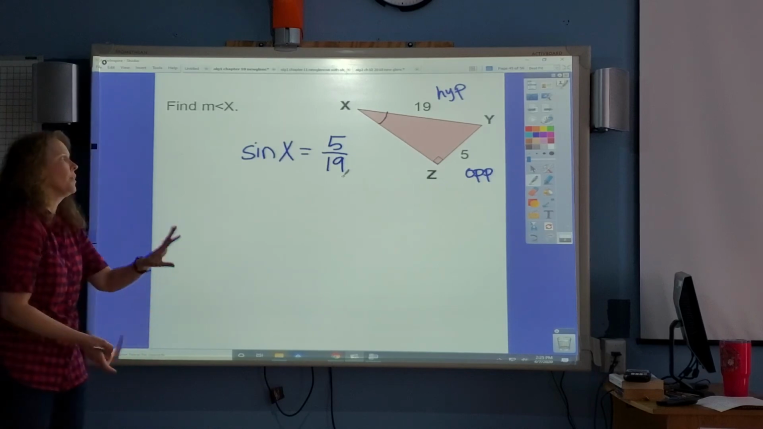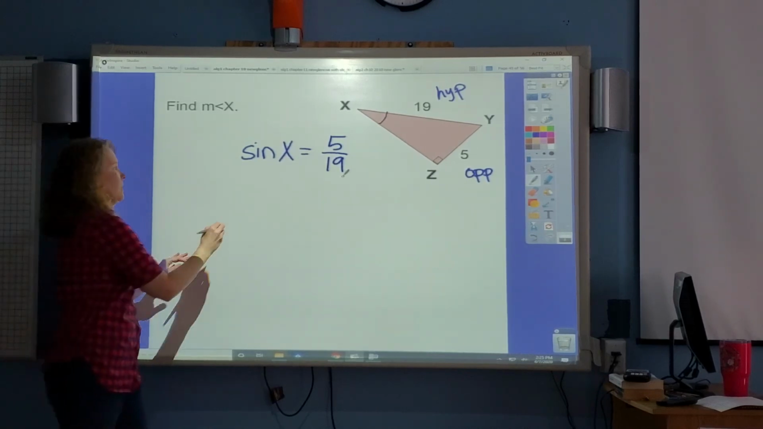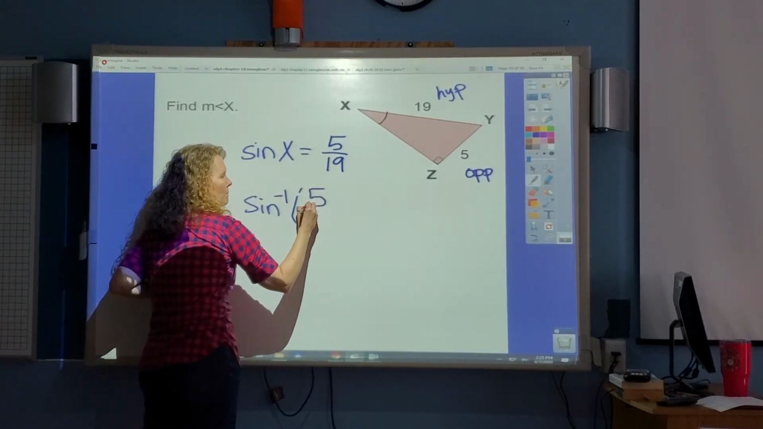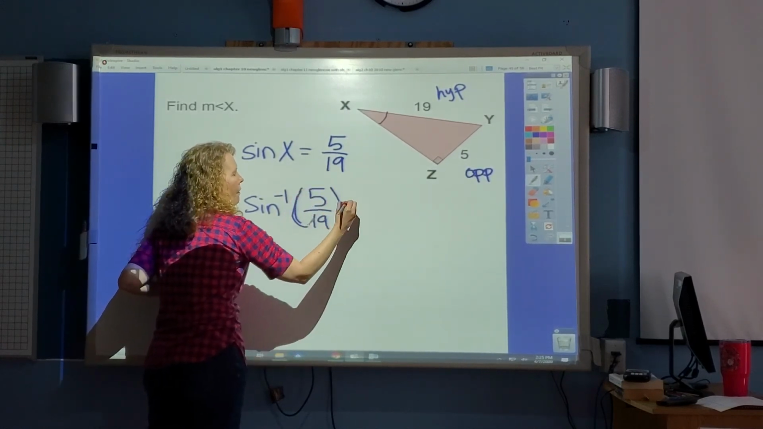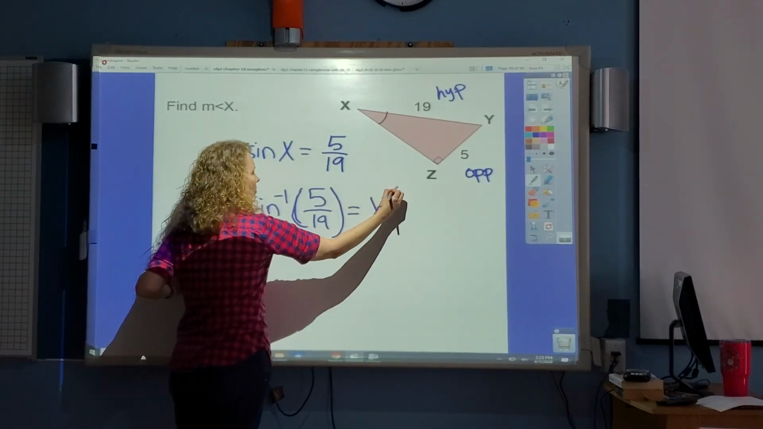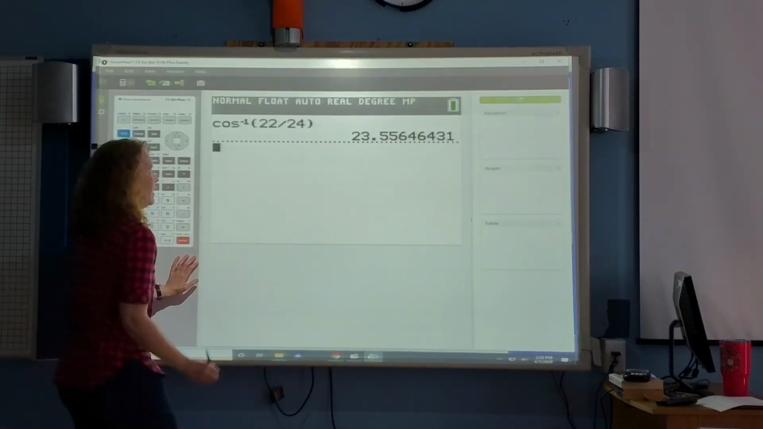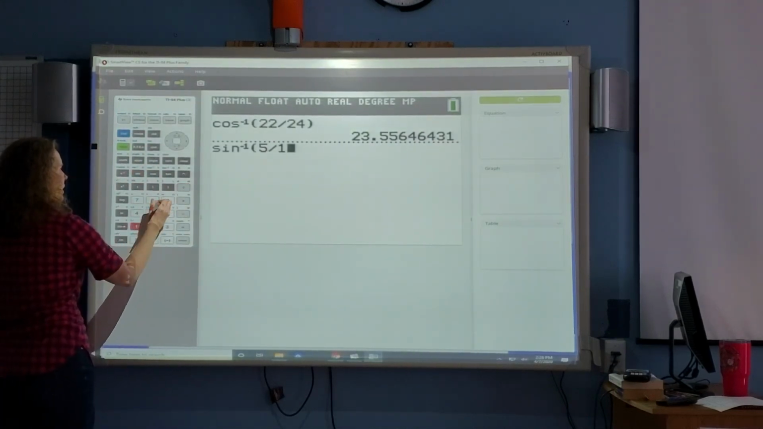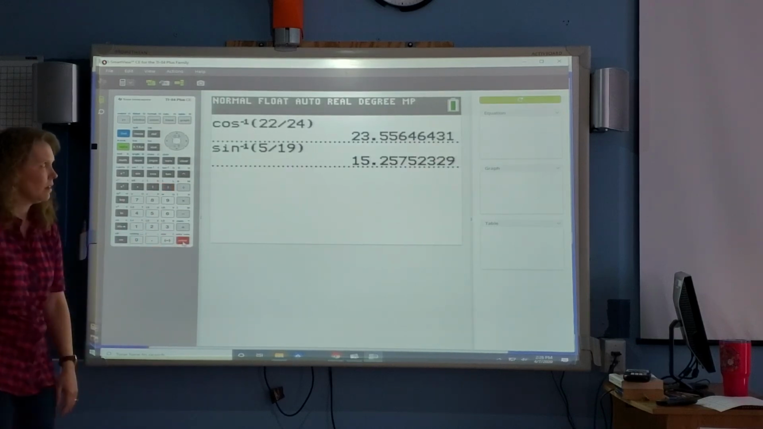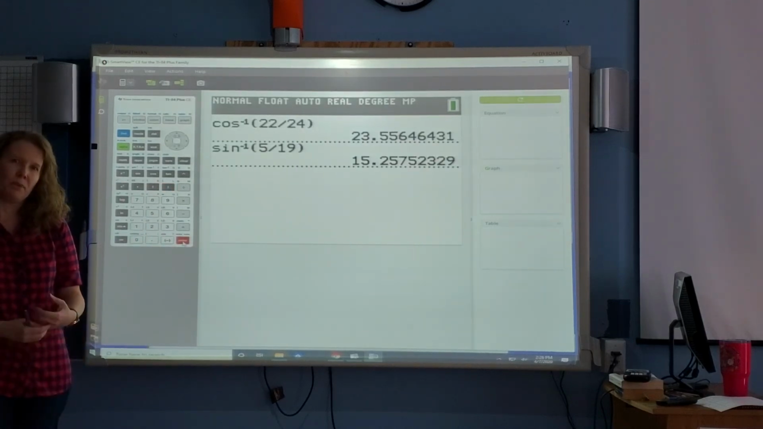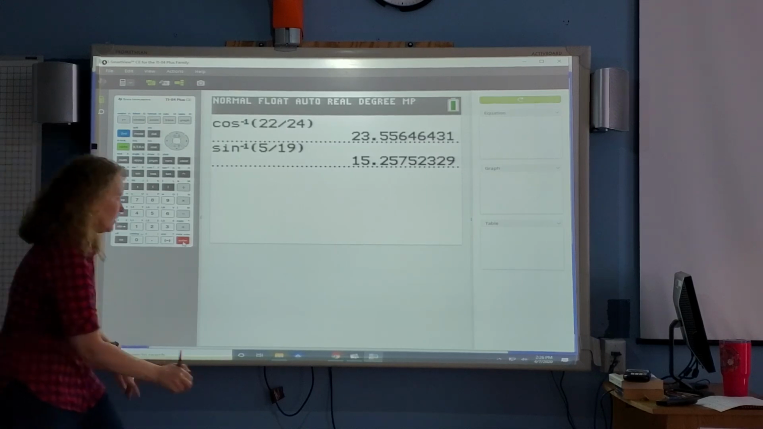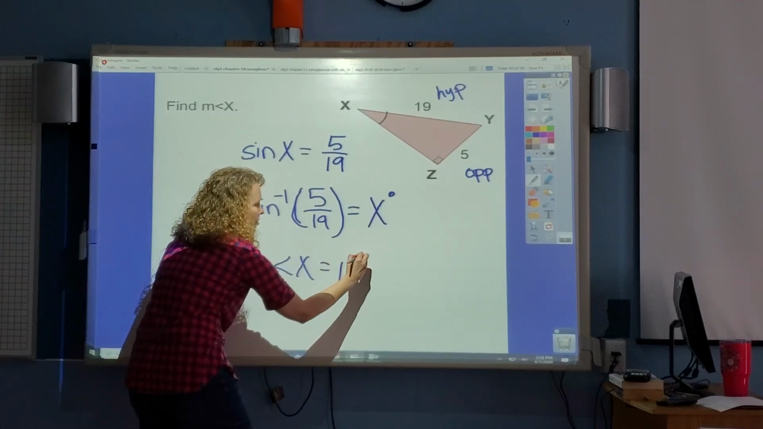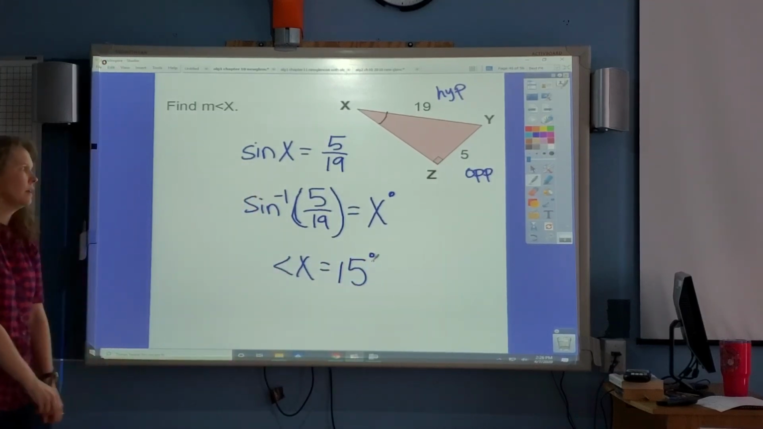But I need to go to the calculator and go in this reverse way of figuring this out. So I'm going to need to go to sine negative 1, 5 over 19. So go to second. 5 divided by 19, close it. So, Jamie, what would you round that one to? 15. 15 degrees. Good. So we would say angle X is equal to 15 degrees.